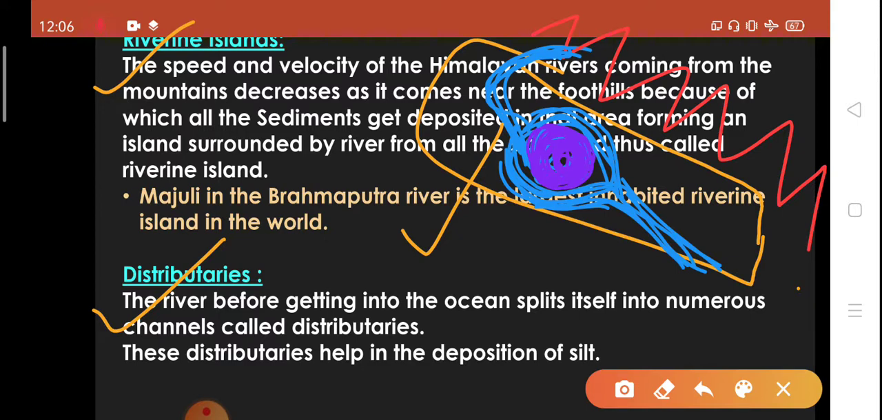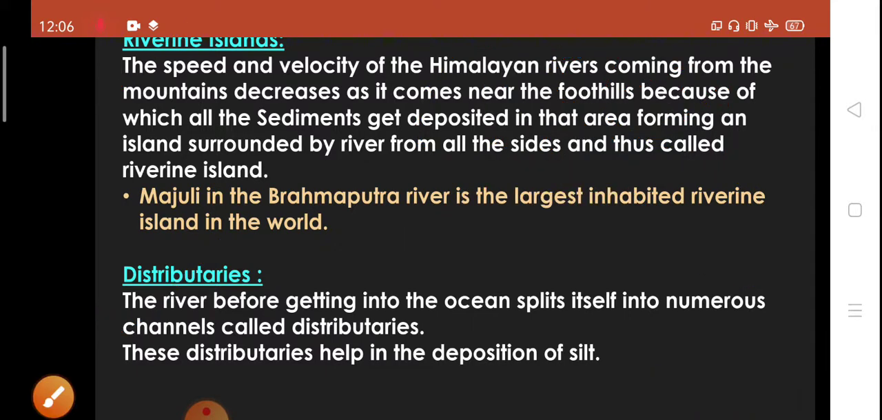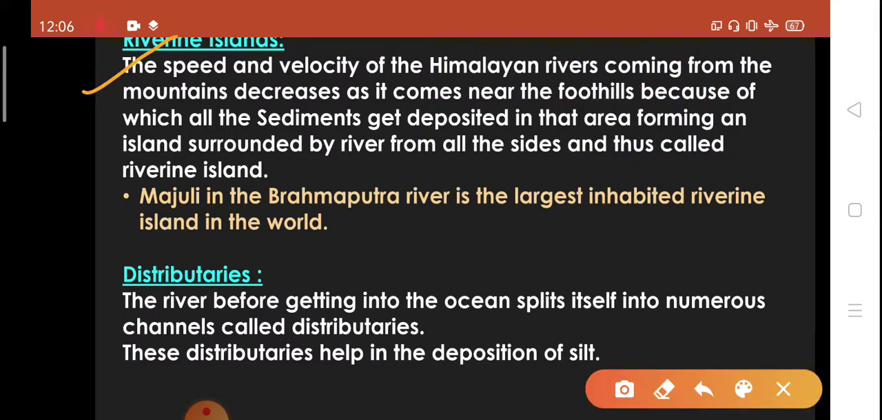And when this land is once formed, the water starts getting divided and it flows from all the parts of the land, and the land in between is called the riverine island because it is a land that is surrounded by river from all the sides. Okay, so now we are going to read the definition, which says, what is riverine island?